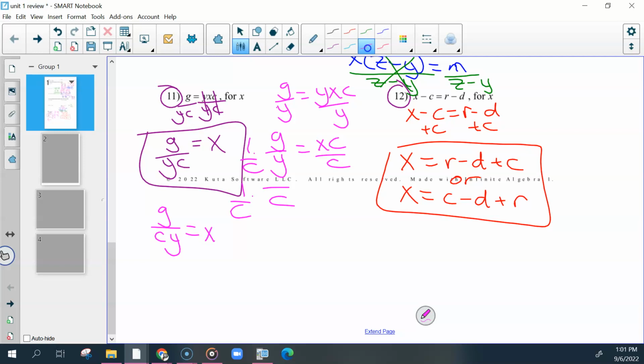Is it like that every time though? Yeah, because it was already over here, and I'm dividing it by yc, not the other way around. Oh, okay, because we're trying to get x. Right. Okay. Angela, did that help your confusion? Yes. Any other questions?